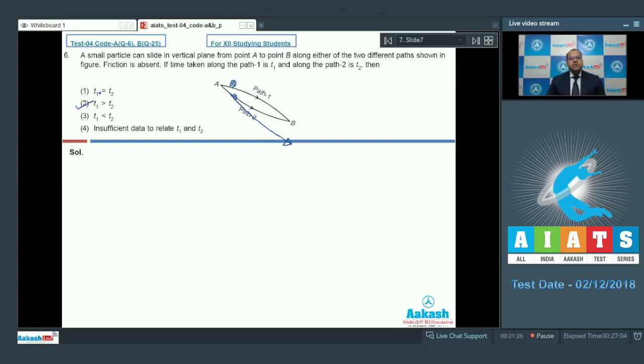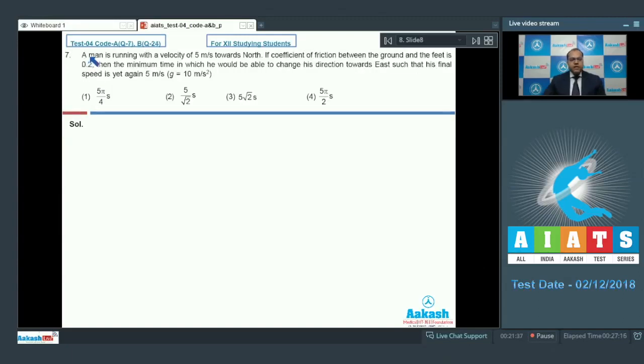Let's move to question number 7. In question number 7, a man is running with a velocity of 5 meters per second towards north. If the coefficient of friction between the ground and the feet is 0.2, then what is the minimum time in which he would be able to change his direction towards east such that his final speed is yet again 5 meters per second? It is given that the value of g is 10 meters per second square.